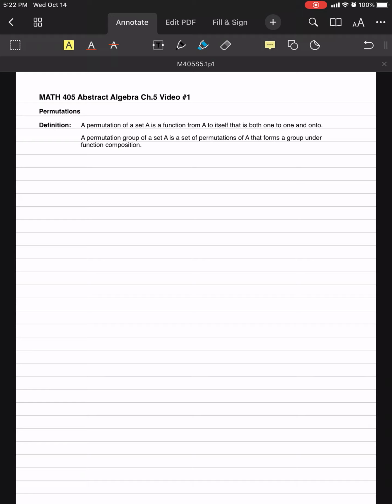So what we're going to start off with in chapter 5 is talking about permutations. And this is a little bit different from what you're used to hearing about permutations, which is the number of ways to arrange things, but it is a related concept. So we will be talking about things that are like that. Essentially, this is, in some ways, an arrangement of things, but we're talking about it in a little bit different terms. So first off, let's talk about the definitions here.